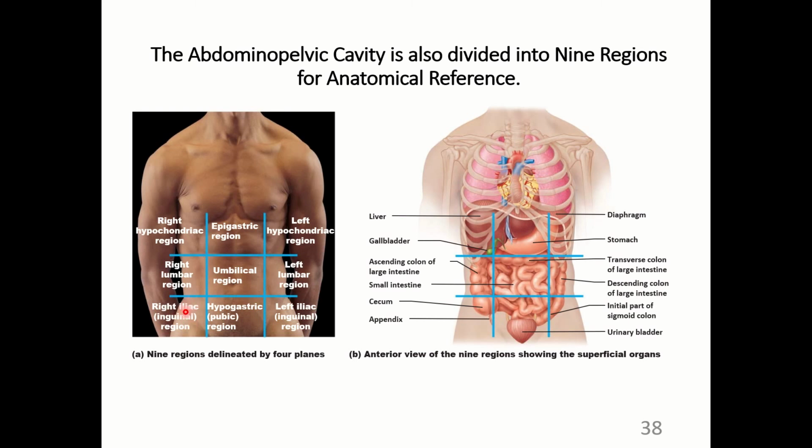The iliac refers to the pelvic bone called the ilium. However, it's also near the groin, so we call that the inguinal. These are common sites for inguinal hernias. And notice that the hypogastric region is also called the pubic region.